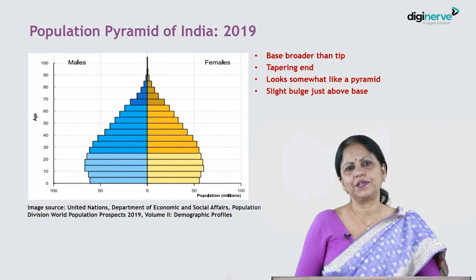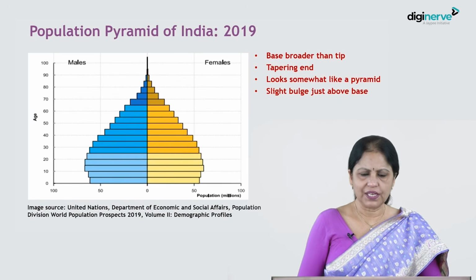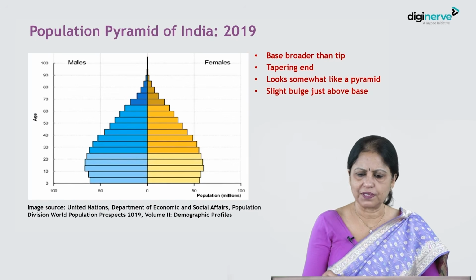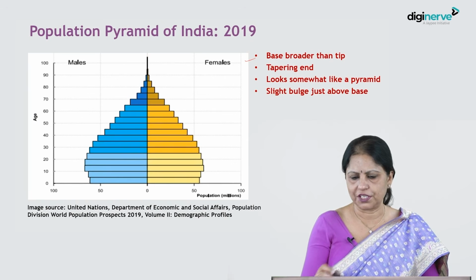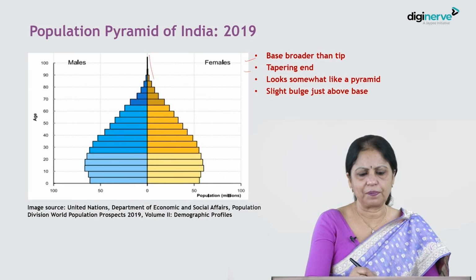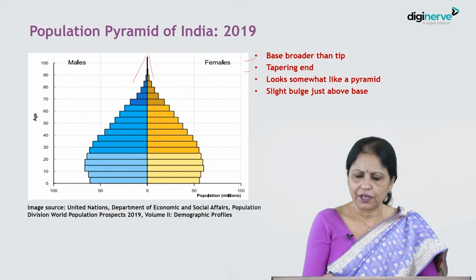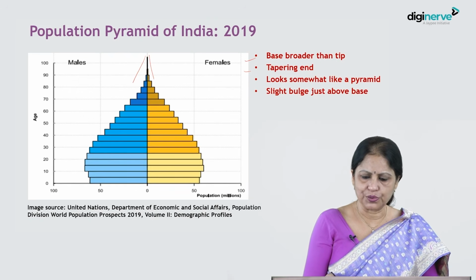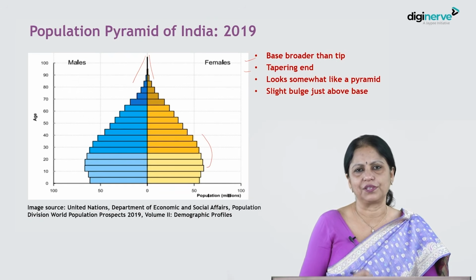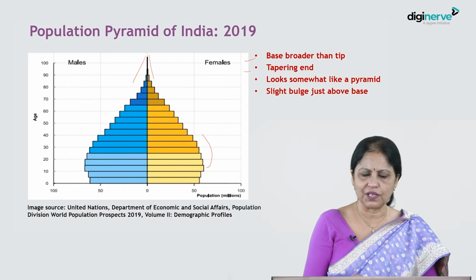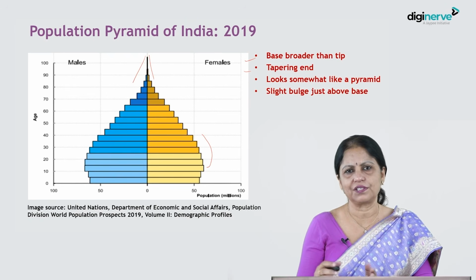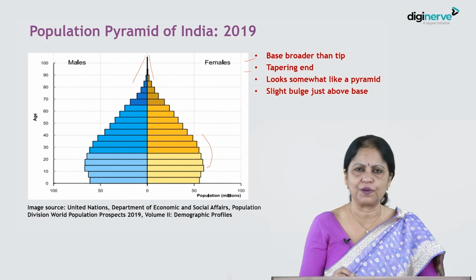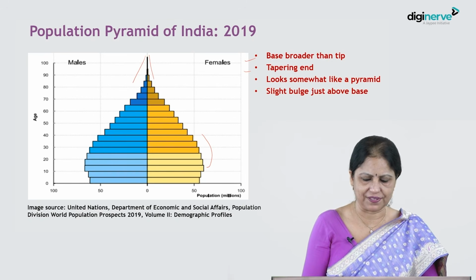Now this is the population pyramid of India. So you can see it is like a pyramid only. Base is broader than the tip. The tip is tapering at the end. It looks somewhat like a pyramid, but you can note that there is a slight bulge in the middle. So this is because gradually it is shifting. The country is shifting towards the next stage of demographic cycle, which I will explain after this.